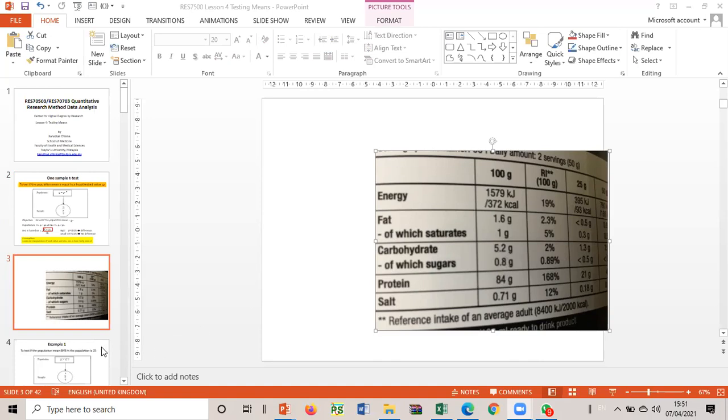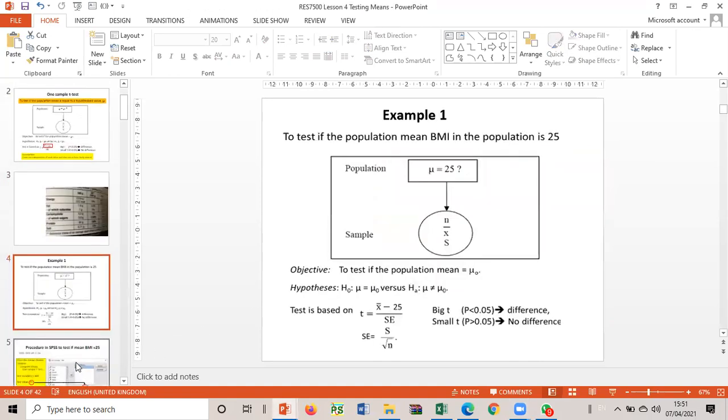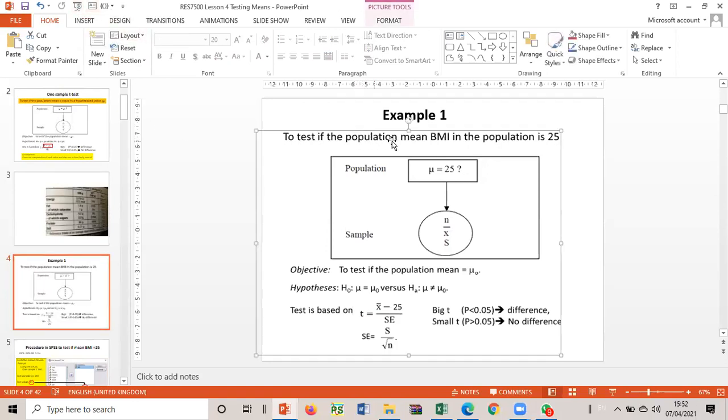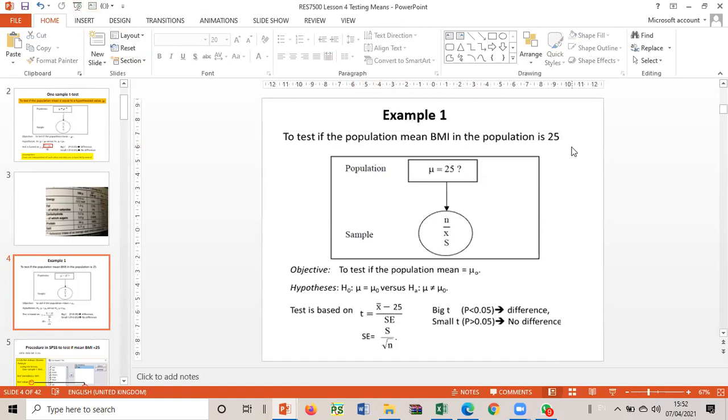Here's the example. Example one, what do we want to know? Class, in this example, what do we want to know? The BMI, body mass index. We want to know whether the BMI in the population is 25.